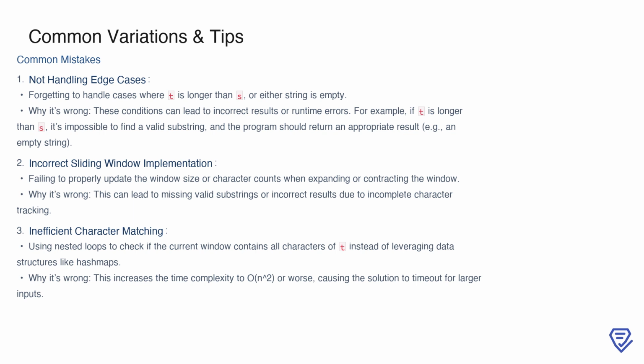Next, an incorrect sliding window implementation can cause issues. If you don't properly update the window size or character counts when expanding or contracting the window, your program might miss valid substrings or produce incorrect results due to incomplete character tracking. Another mistake is using inefficient character matching techniques, like nested loops, to check if the current window contains all characters of T. This approach significantly increases time complexity to O(n) squared, or worse, which can cause timeouts for larger inputs. Instead, efficient data structures like hashmaps should be used to track character counts dynamically.